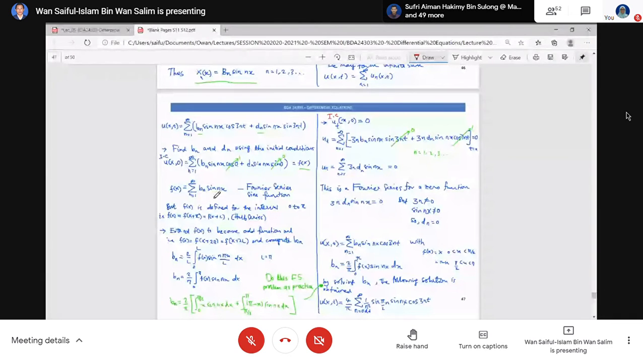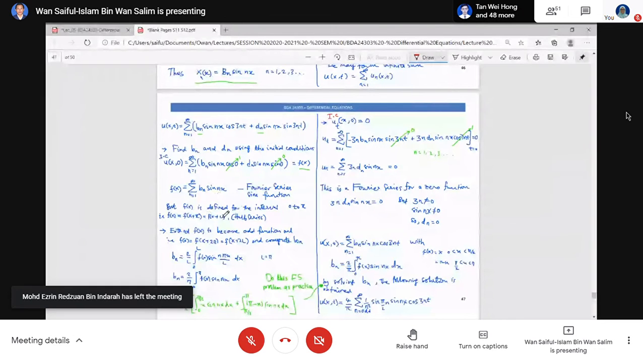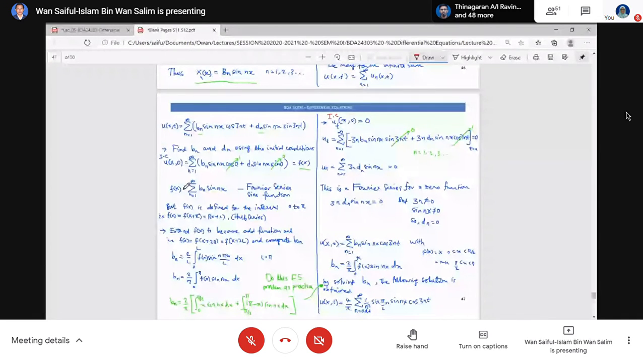Alright, so how do you find b sub n? Well, you look at this b sub n times this. We look at the first boundary condition where it says that u of x at t equals to 0, the initial condition, is equal to f of x. Okay, it's equal to f of x. Now, then we substitute t equals to 0, we get this term equals to 0. We're left with f of x, u of x, 0, which is equal to this.